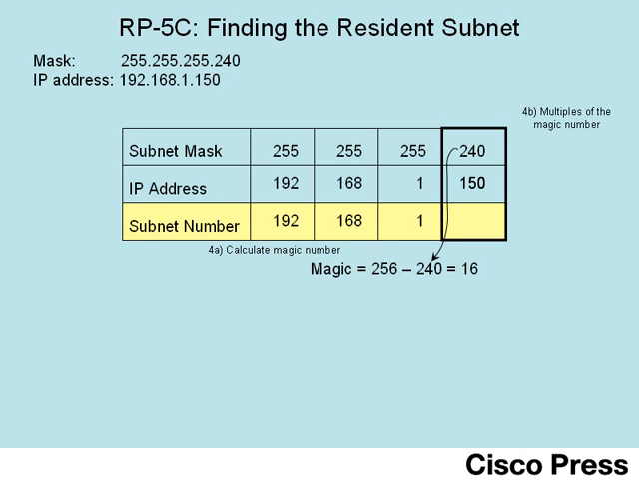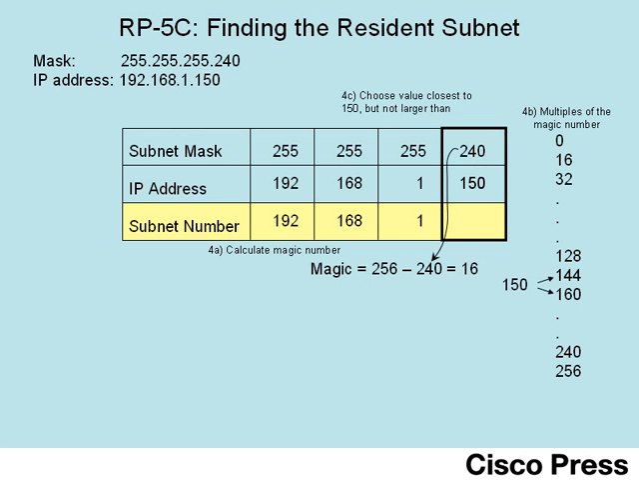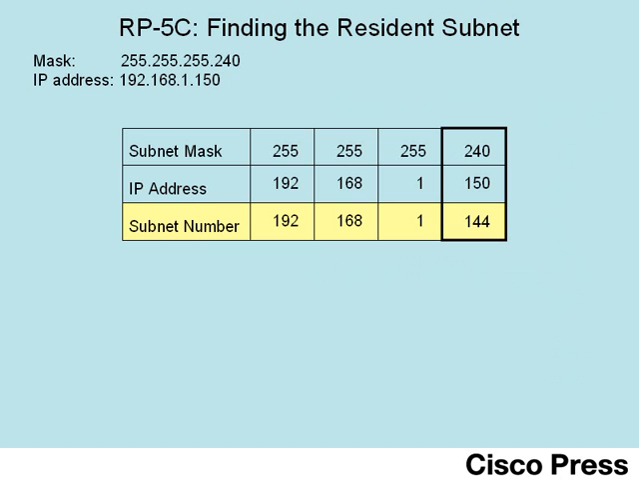Then you calculate all the integer multiples of 16, starting at 0. Here we show part of that list for convenience. And then you compare the IP address's value in the interesting octet to the list. In this case, we're comparing 150 to the list, and 150 is between 144 and 160 as you see here. But we want the value that's closest to 150 but not larger than it, so obviously 144 is the closer but not larger value. So the value is 144 and the subnet number is 192.168.1.144.